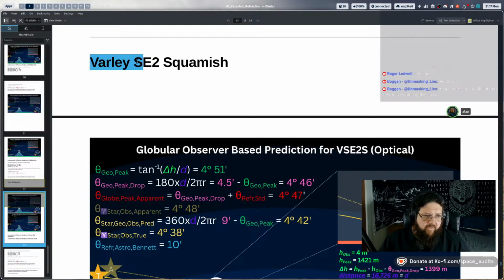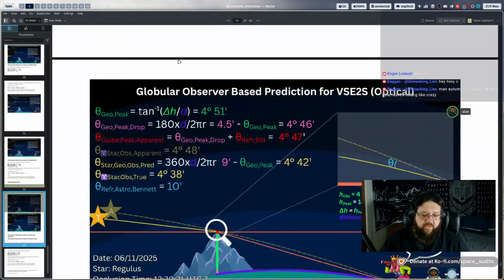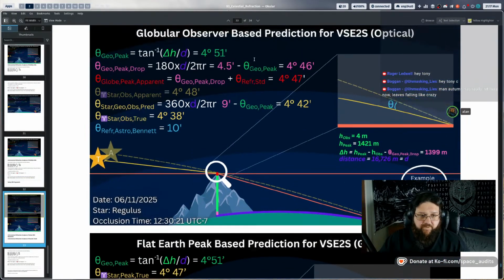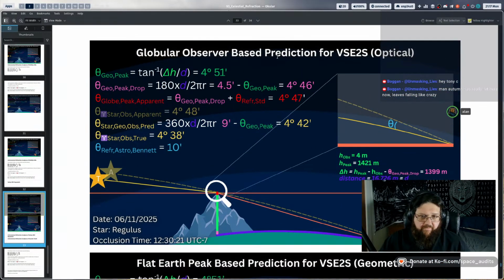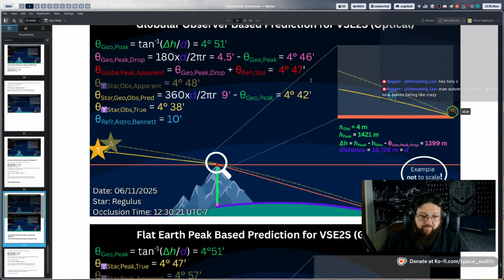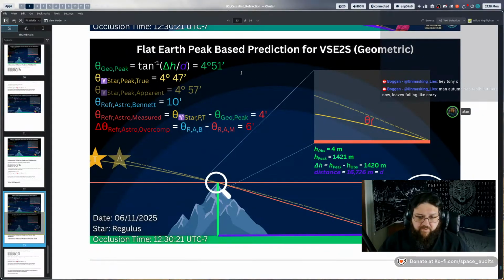All right, now we have Varley SE2 Squamish. That was Goose's measurement there. So we have the rise over run, 4 degrees, 51 arc minutes. And then to the peak, for the globe, we have 4 degrees, 46 arc minutes. Sorry, guys, we're almost done. I know it's been a long one. I appreciate everyone being patient.